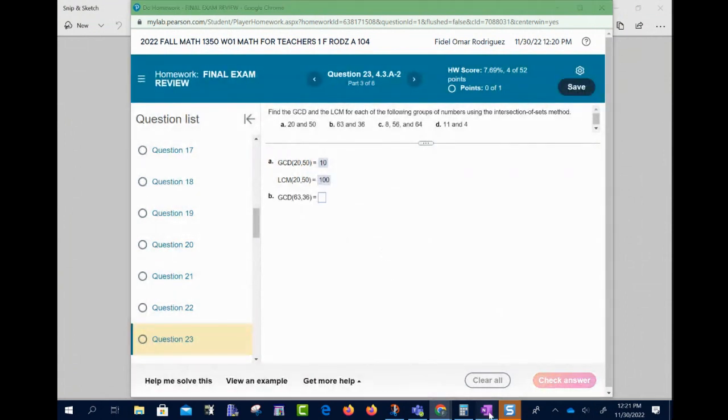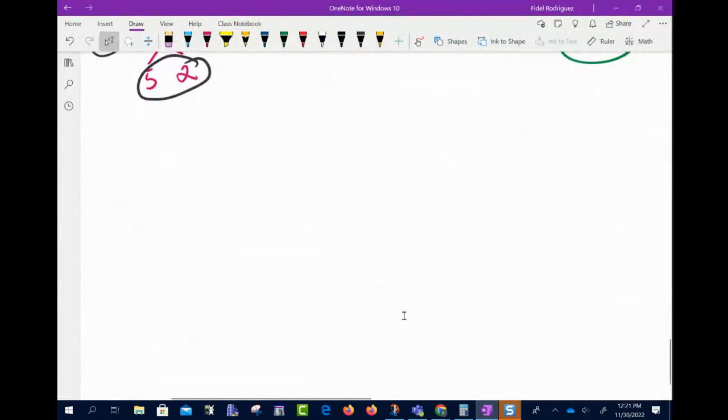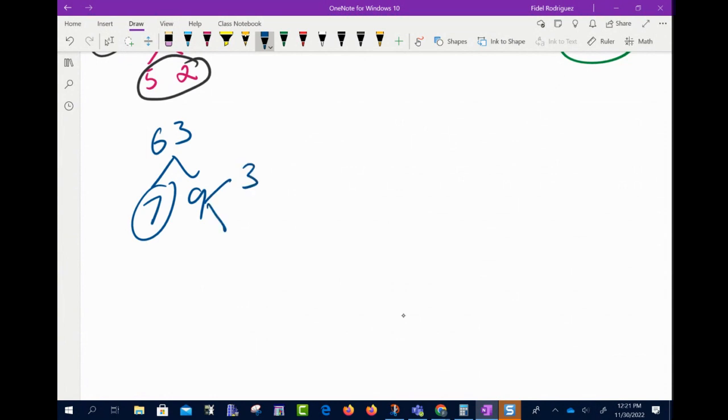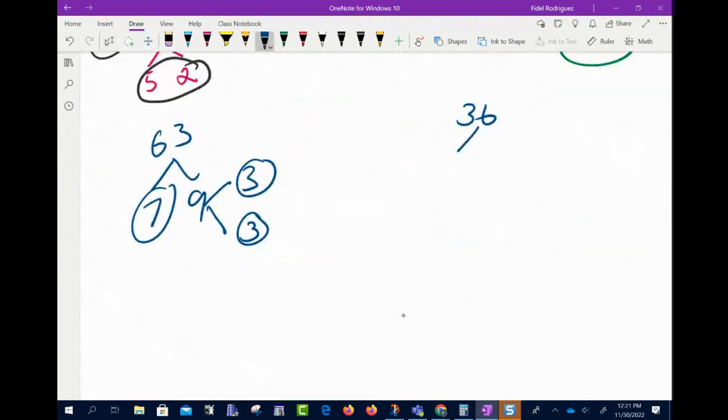And look, let's do the same thing for part B. So 63 and 36. Okay, so first thing I'm going to do, y'all, I'm going to think of my number 63. I'm going to break this down into 7 times 9. Now I can't break down 7, but I can break 9 down into 3 and 3. The other number we had, I believe, was 36. Let me double check. Yeah, 36. So 36 I know is 6 and 6. And 6 is 2 and 3, and that's also 2 and 3.